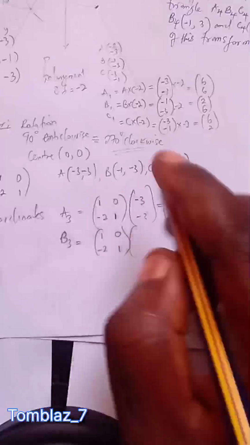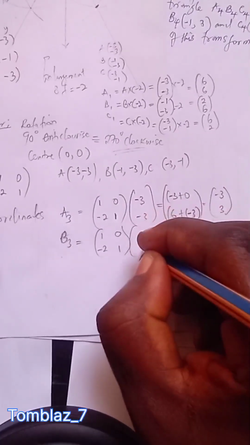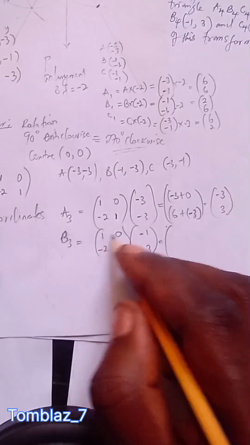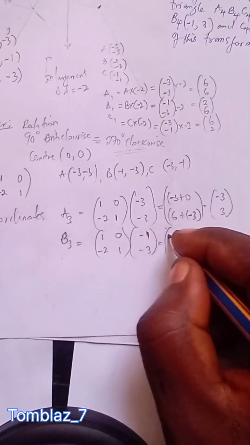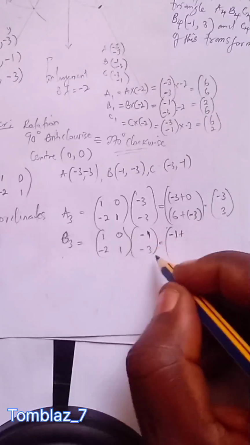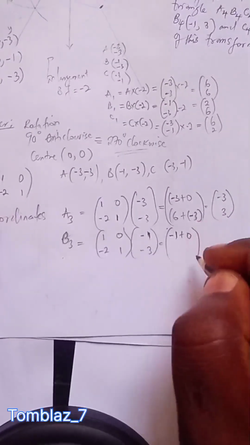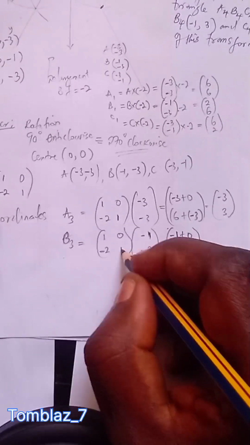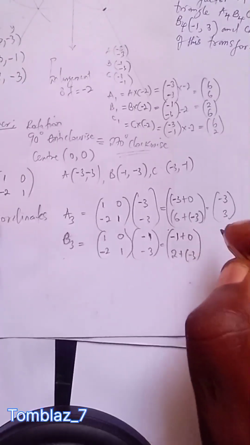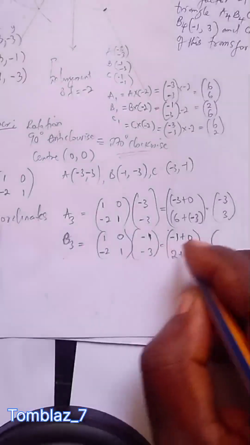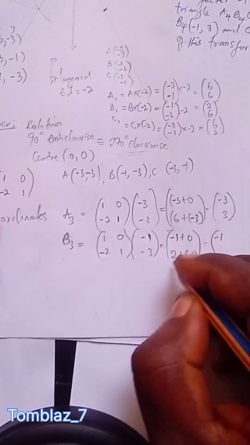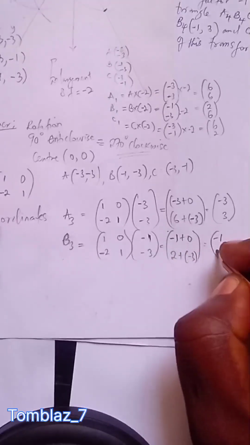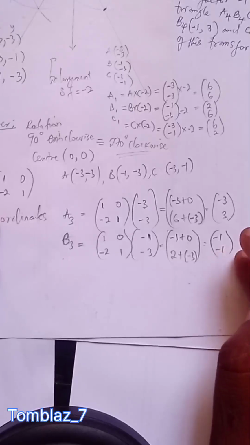So the coordinate for B is this, -1 and -3. So let's do the same multiplication. 1 times -1 will give you -1, plus 0 times -3 will give you 0. -2 times -1 will give you 2, plus 1 times -3 will give you -3. So in conclusion, we're going to be having -1, then plus times minus will give you minus, 2 minus 3 will give you -1. So we're going to be having -1, -1, right?